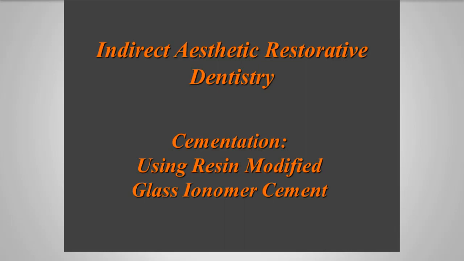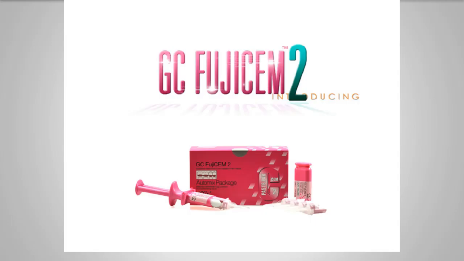First case, using a resin-modified glass ionomer cement, Fujicem 2, which is really a new material that GC has introduced to their cement line. Fujicem has been around for a long time as an example of resin-modified glass ionomer. Another one you may be familiar with from 3M, Vitremer. I mean, there are several of these cements on the market.